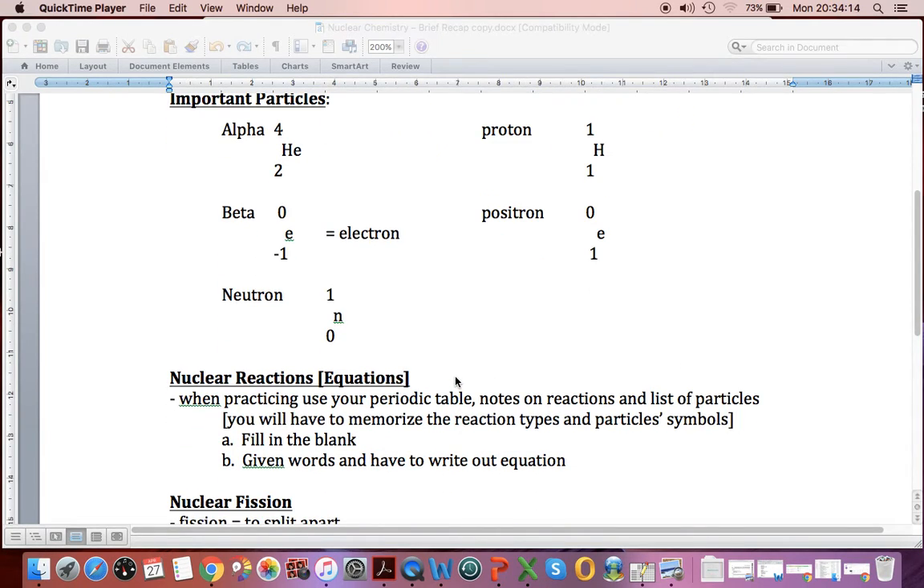Knowing about dealing with nuclear reactions. Some questions will be very straightforward where you fill in the blank. So that's nice, you have all the information but one thing. Usually those are 1-mark questions. And the harder ones are where everything's given in the form of words and you have to write out the whole equation. Those are challenging.